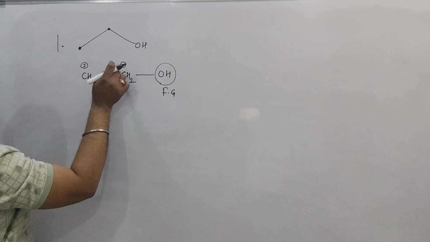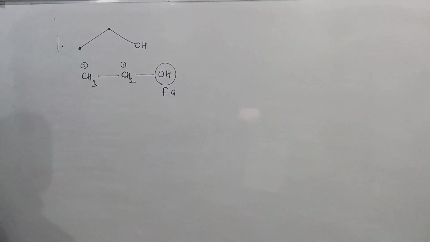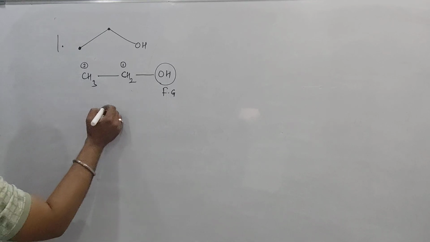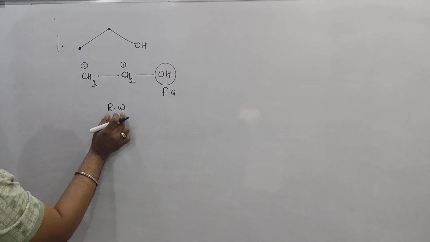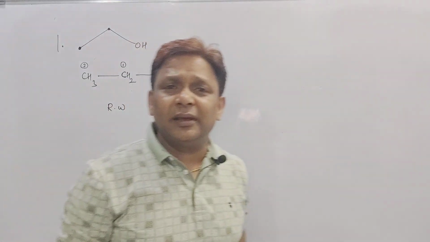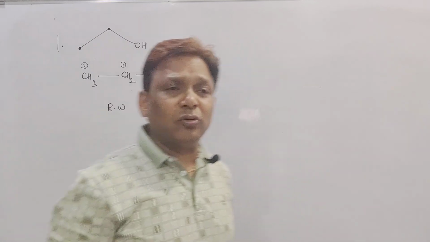Remember, the carbon to which the functional group is attached will be numbered 1 and the other carbon will be numbered 2. Tell me, how many carbon atoms are there? You should say, sir, 2 carbon atoms are there. For 2 carbon atoms, what should we write? First, the root word. Write down how many carbon atoms are there. What is the RW here? RW is called the root word.